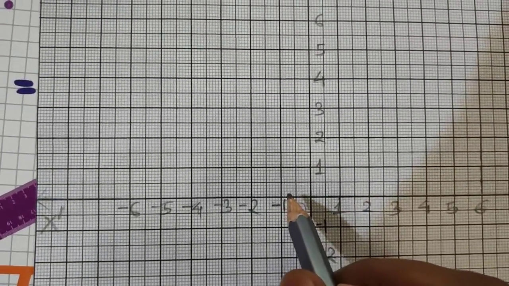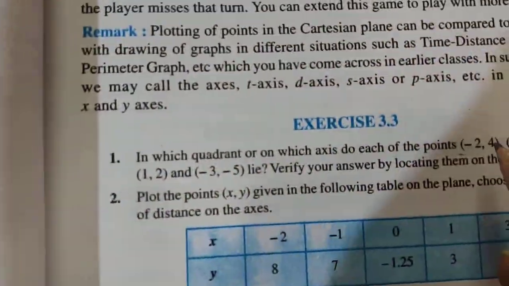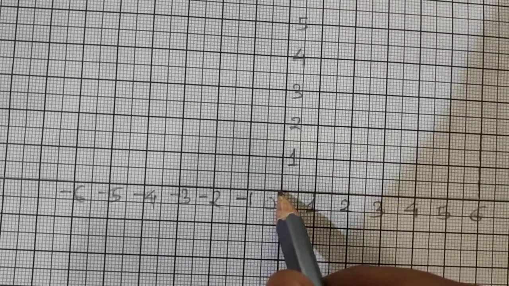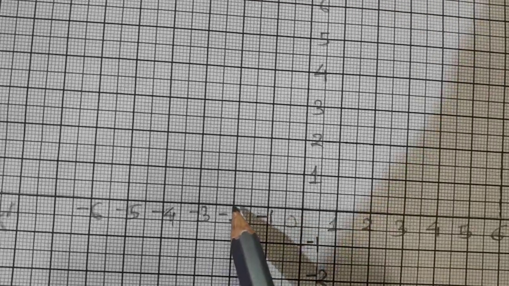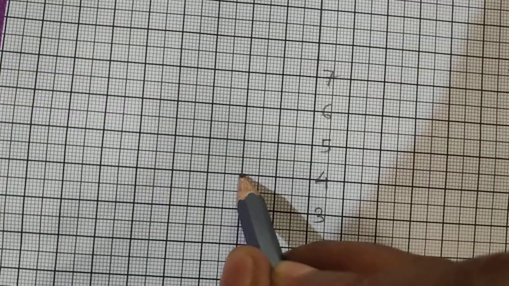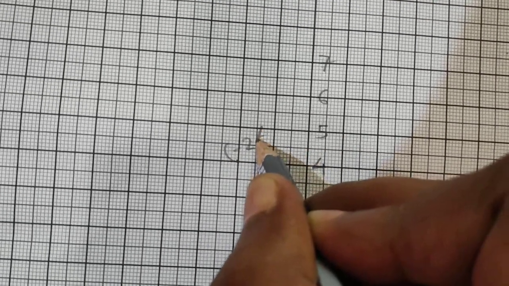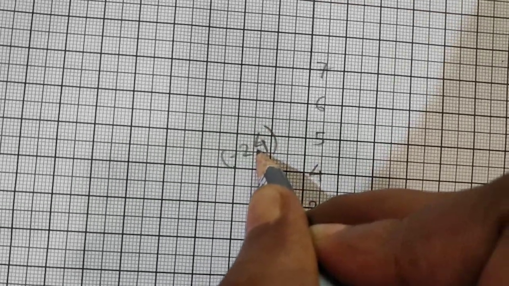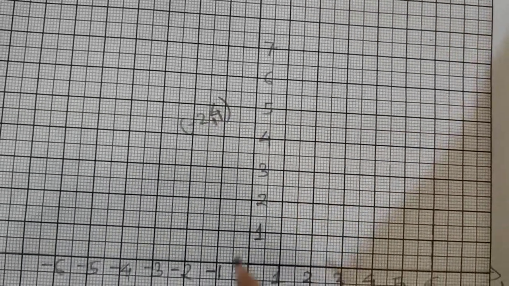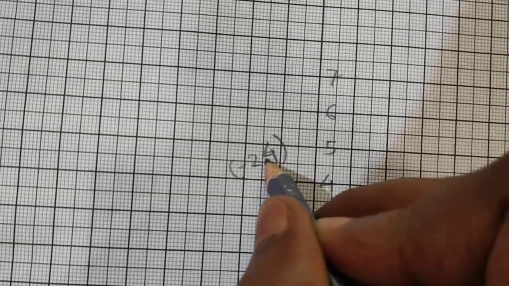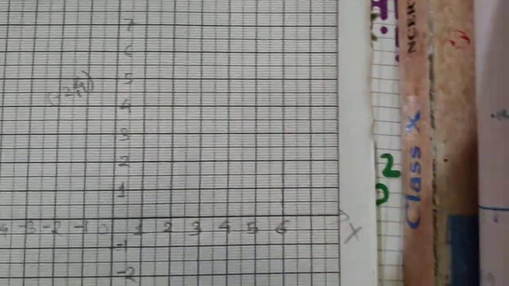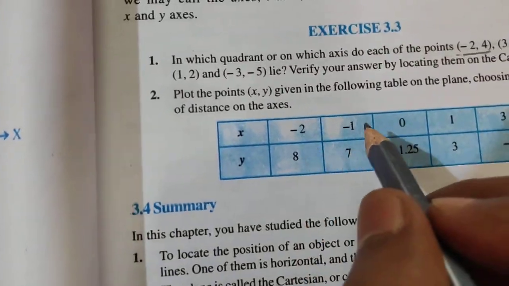So let us see, students. The first point is (-2, 4). From here we will start: -1, -2 and 4: 1, 2, 3 and 4. This point is (-2, 4), with a comma. And the next point is (3, -1).